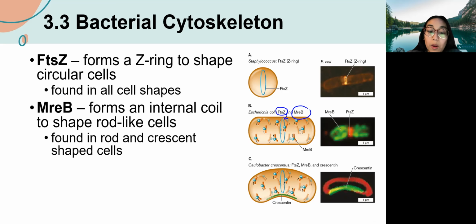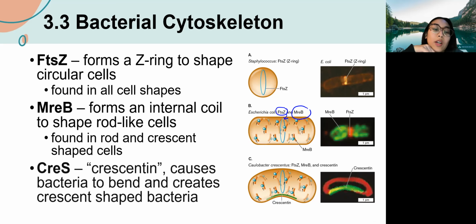So now let's talk about what makes the cells crescent, though. It's CreS, or crescentin. Anyway, so C-R-E-S, I'm just going to spell it out. CreS is this protein called crescentin, and it's what causes the bacteria to bend and causes it to have the crescent shape. So crescentin is here shown in green. It's that protein that kind of causes it to bend over.